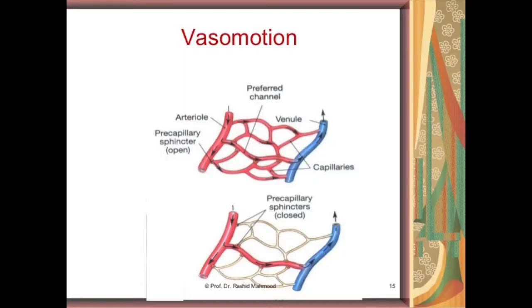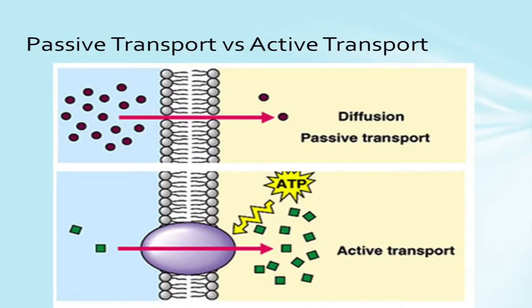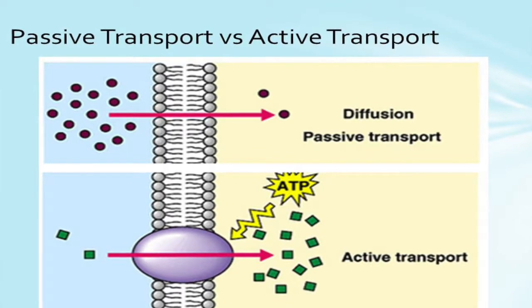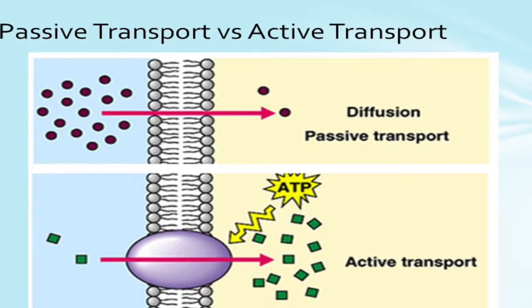Blood flow through capillaries. Vasomotion is slow intermittent flow through capillaries. Capillary exchange of respiratory gases and nutrients happens through either diffusion or active transport. Diffusion goes from high concentration to low concentration, and active transport goes from low concentration to high concentration.